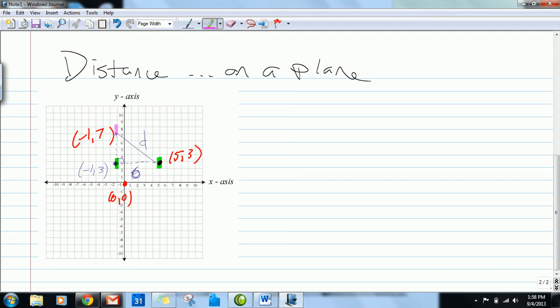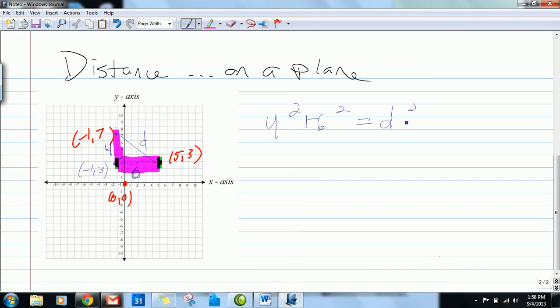So the distance here to here, well, you can count, sure. Or we can think of it as the absolute value of 7 minus 3, which is 4. Okay? Now, you may remember the Pythagorean theorem, which says this 4 squared plus that 6 squared equals our d squared. 4 squared plus 6 squared equals d squared.